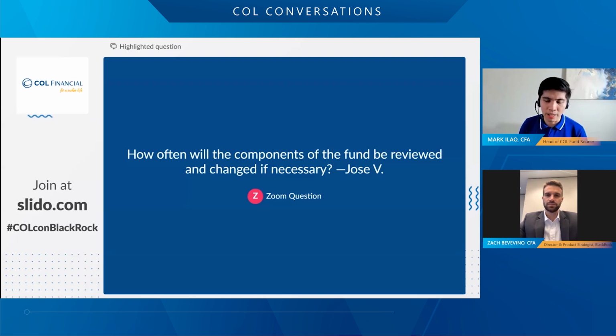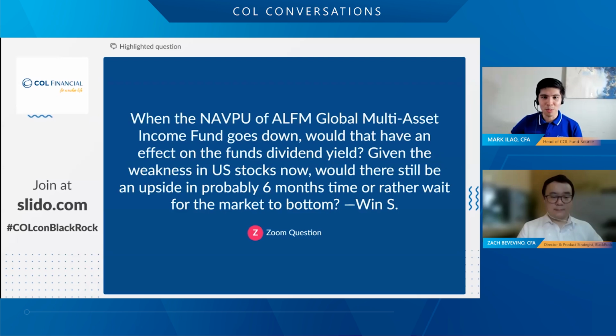Yeah, and I guess the way you describe it, Zach, I hope the audience can have an appreciation of the benefit of having an active fund manager like yourselves, especially you looking at the markets on a daily basis. When the NAVPU of ALFM Global Multi-Asset Income Fund goes down, would that have an effect on the dividend yield of the fund? Given the weakness in US stocks now, would there still be an upside in 6 months, or would you rather wait for the bottom? Maybe we can ask Zach for his comments on the second part. Dom?